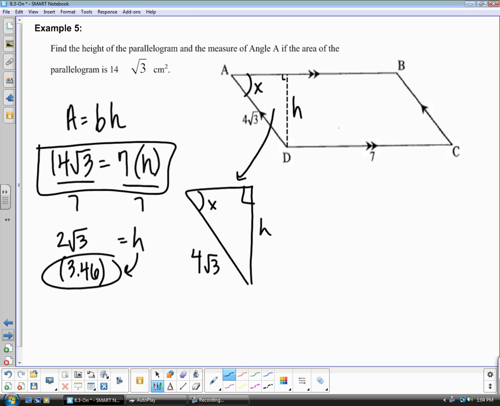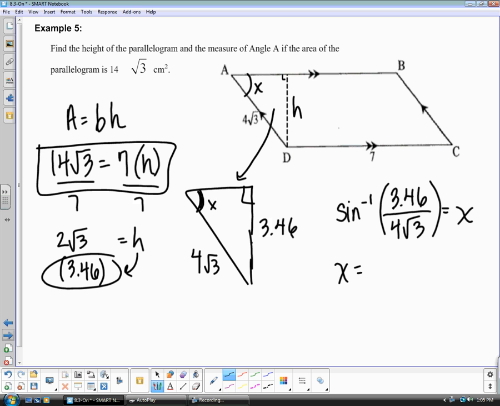Okay, so we have our height. Now we can go back and plug that into our triangle. And then now we can use a trig function to find our angle. Now remember, when we're finding an angle, we have to use your inverse. So if we have angle x, we have the opposite side and we have the hypotenuse. So we have to use the inverse sine of opposite over your hypotenuse. When you do that, that is going to figure out your angle. Angle A is going to measure somewhere really close to 30 degrees.